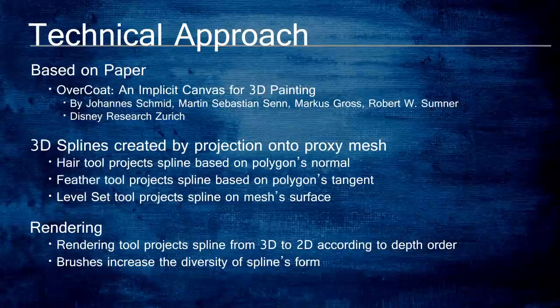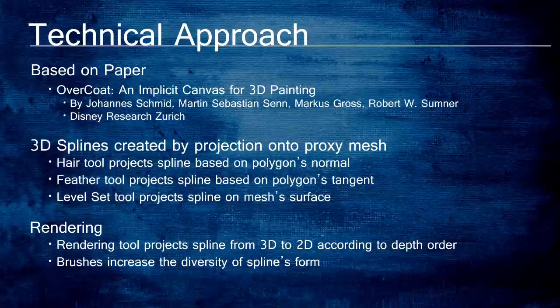This plugin is based on the paper Overcoat, an implicit canvas for 3D painting. In this paper, the authors present their system for embedding strokes into their own 3D software. This project re-implements their features in Maya. Overcoat for Maya has the same 3 tools for creating 3D strokes as Overcoat. Each of these tools works by projecting a 2D screen space stroke as a 3D spline onto a proxy mesh.